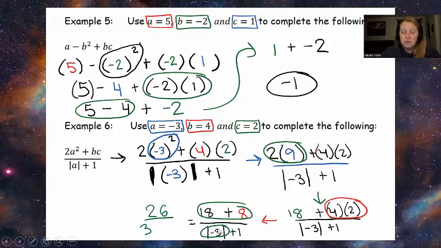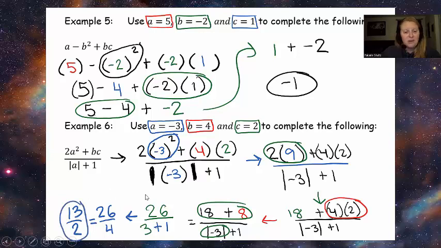And the distance from 0 to -3 is 3. I have to copy my +1. So my new bottom is 4. 26 divided by 4 is the same thing as 13 over 2. So you can cut both of these numbers in half, and that's called reducing. So my final answer is 13 over 2.